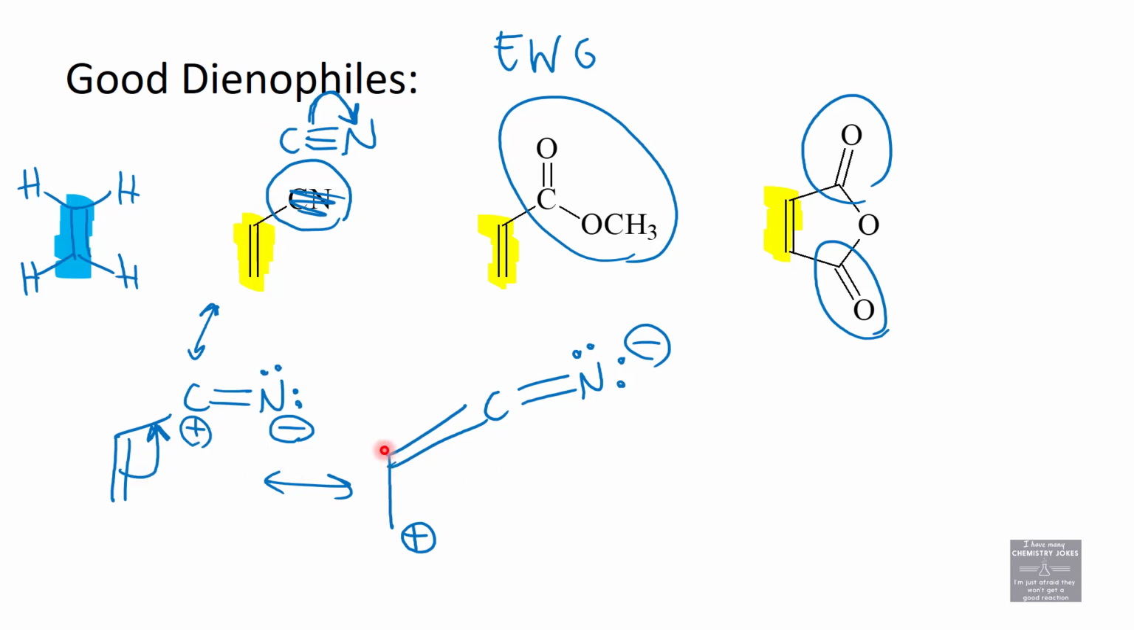Because I drew these resonances and one of my dienophile carbons now has a positive charge on it, that's telling me that this cyanide, CN-, is actually withdrawing electrons from that yellow dienophile. Cyanide is an electron withdrawing group. Okay, this is also an electron withdrawing group.